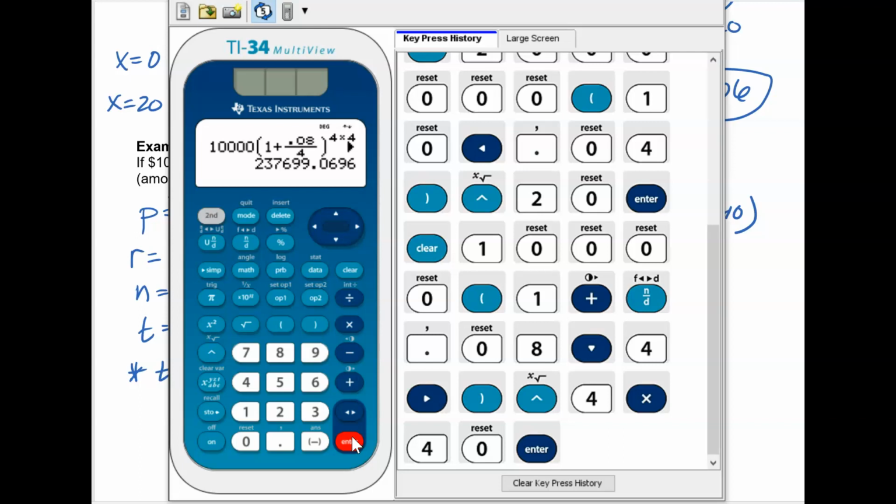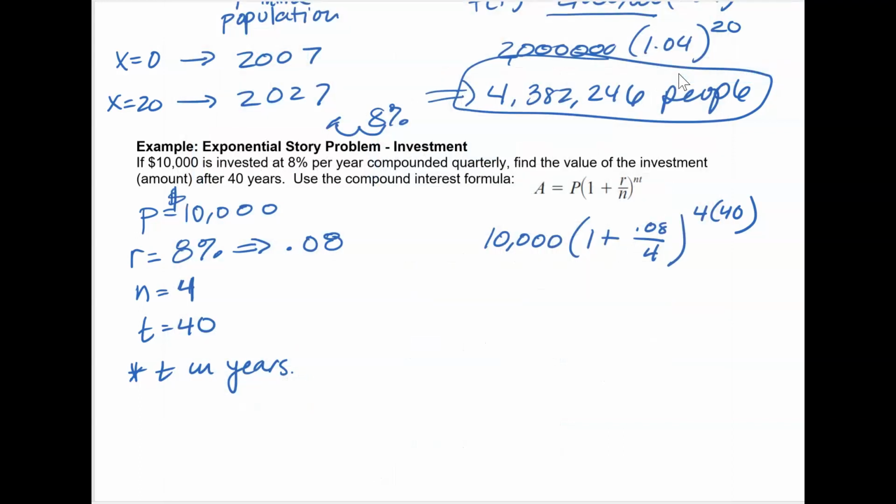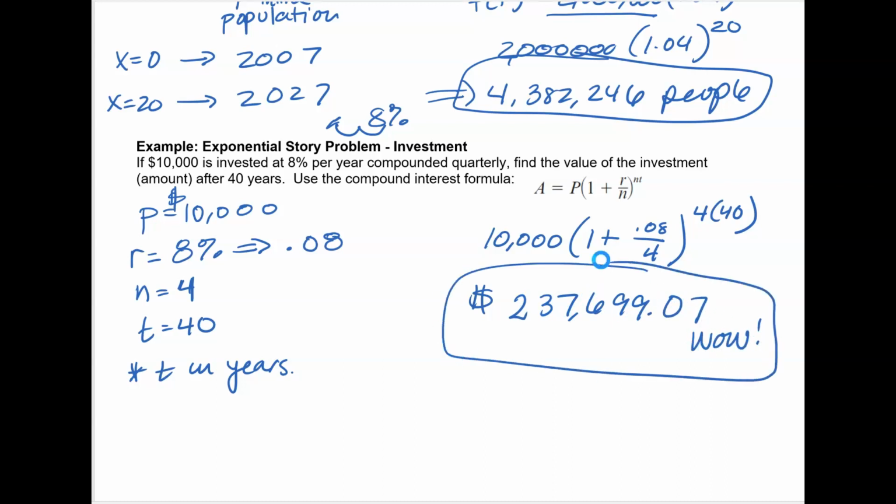And then you're left with $237,699. And if we round to cents, it's going to be 7 cents, which is kind of crazy to think that's $10,000. You put in 10,000 and you get over 200,000. So the power of compound interest. So let me just go ahead and write that final answer. $237,699.07. Holy moly. Wow.